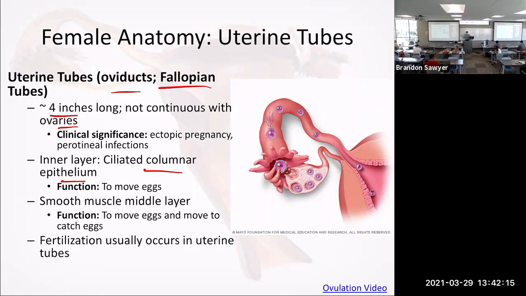Again, it can contract and kind of push the egg towards the uterus. And then again, it can move to actually go towards the ovaries and catch those eggs. Okay, but the fertilization process where the egg and the sperm actually meet typically almost always happens inside of these tubes, not in the uterus, but somewhere inside of these tubes.